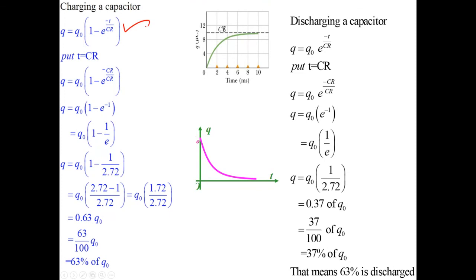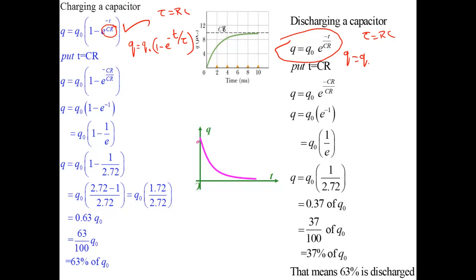Clear, my dear? Yes, doctor. But what is this R multiplied by C? So if you replace this R multiplied by C, how can you write? Q is equal to Q naught times 1 minus e power minus t over tau, because our tau is equal to R multiplied by C. What is the discharging of the capacitor? This is the rule. So if you replace this with tau equals RC, what you'll get? Q is equal to Q naught e power minus t over tau. Keep these two points in your mind. Clear, my dear? Yes, doctor, it's clear.